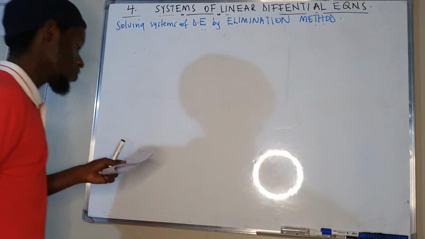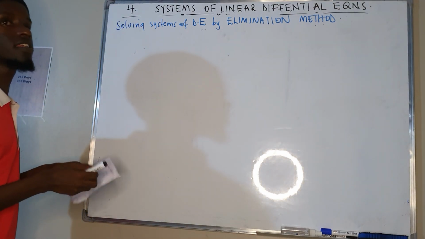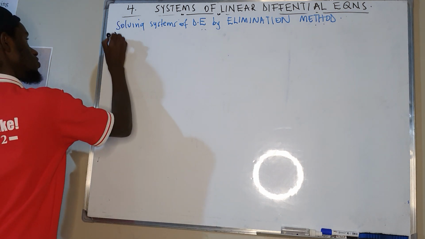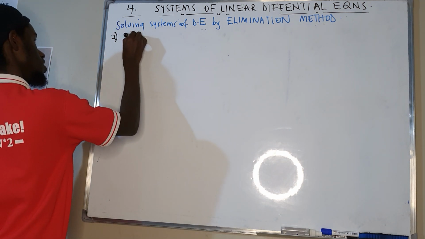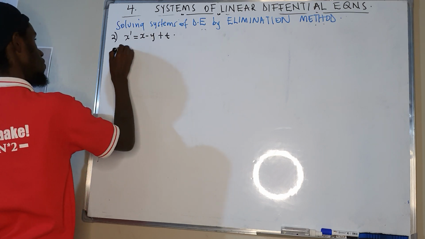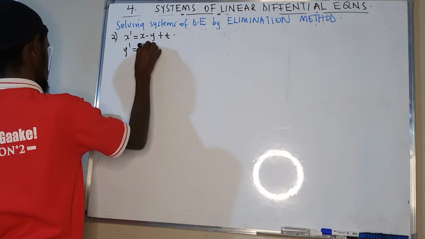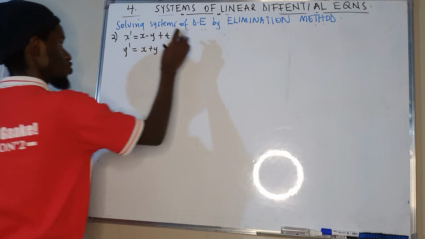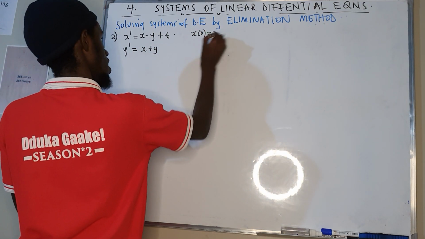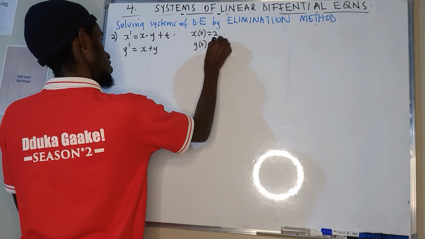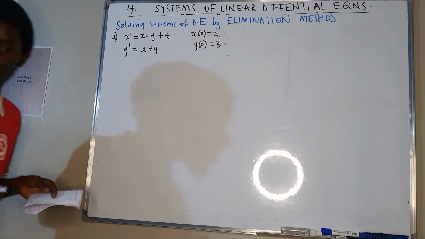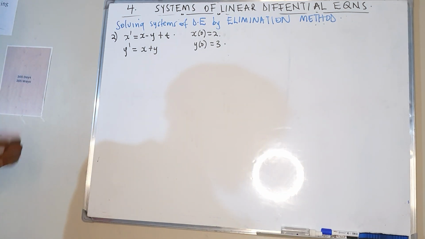For the second example, we shall have a non-homogeneous system, such as example 2. We have x prime equals x minus y plus t, and then y prime equals x plus y, and then also given conditions that x at 0 equals 2 and y at 0 equals 3. As we said originally, the first step is for us to eliminate one variable.